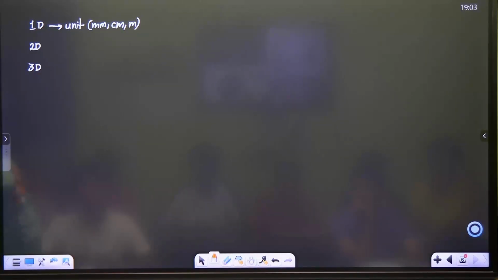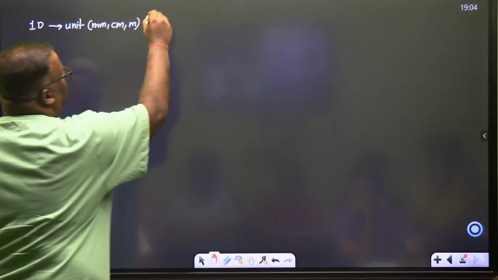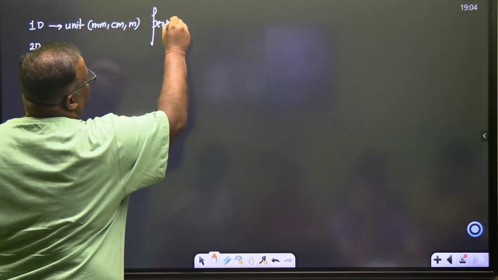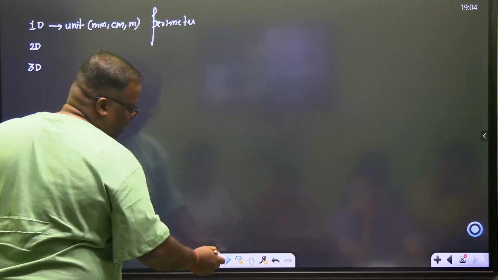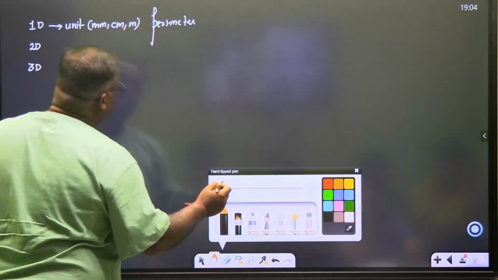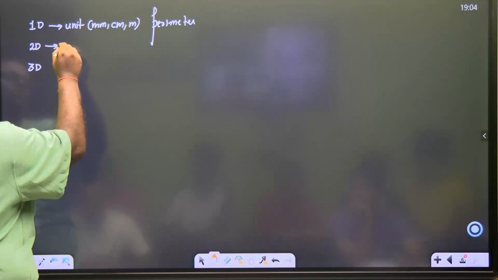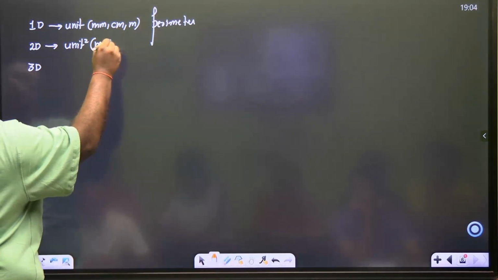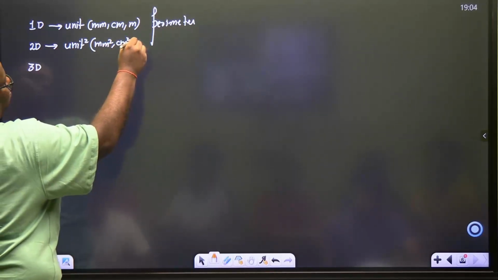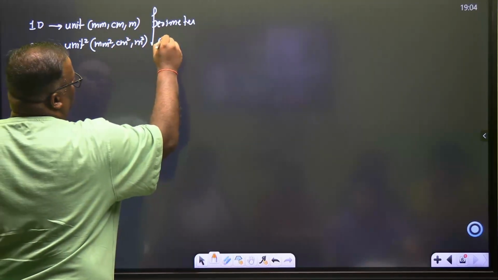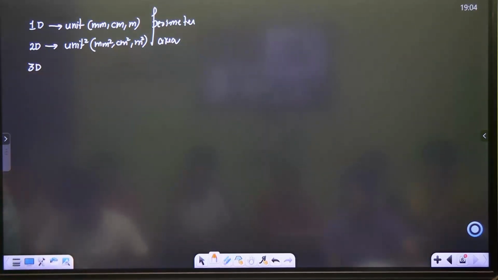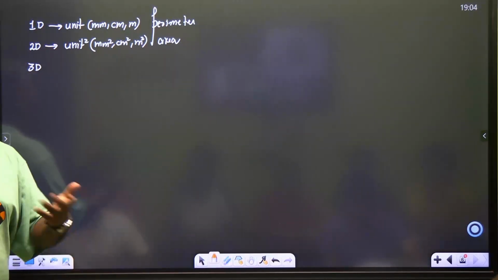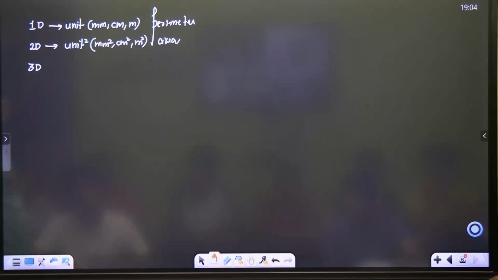You will say, sir, in perimeter I am moving in 2 dimensions. No, ultimately you open it up, it's one length. So all types of perimeters that you do, perimeter is a 1D measurement. Then comes 2D measurement. 2D measurements will always end in unit square, so it will be either mm square, cm square, meter square, and everything that you see as area, surface area, which is the area of a surface, will come under 2D.